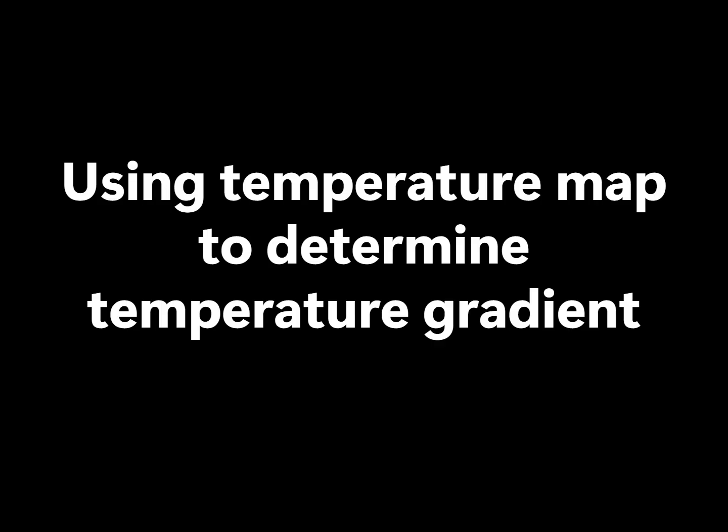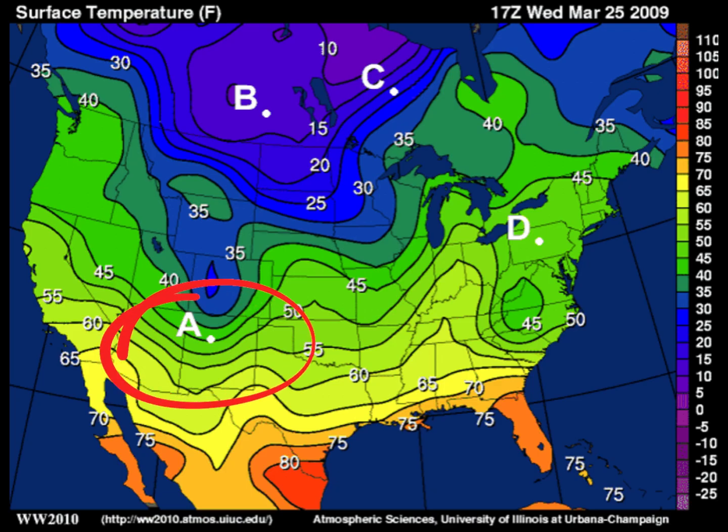Now that we have a basic understanding of what a temperature gradient is and when it is weak or strong, let's see how we can use isotherms on a temperature map to identify zones with weak or strong temperature gradients. In Area A, the isotherms are packed really close together. That means the temperature changes quickly as you move across them, so the temperature gradient is strong.